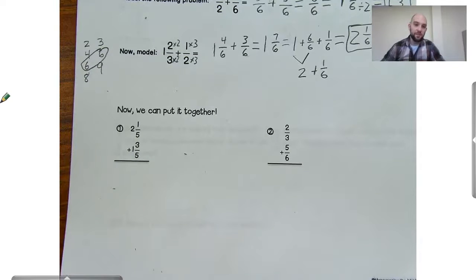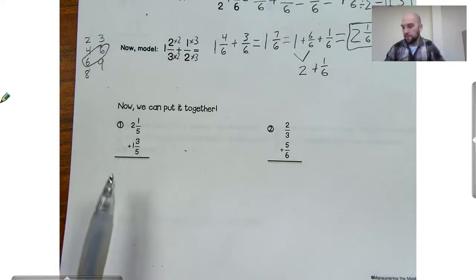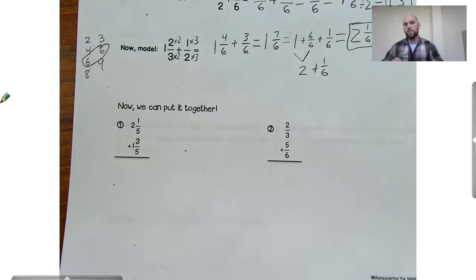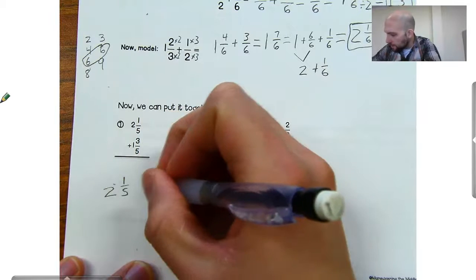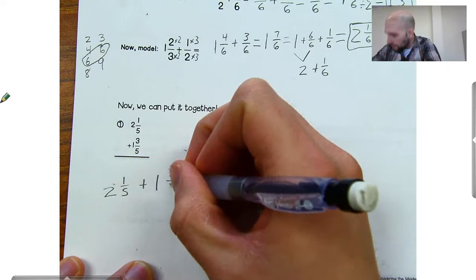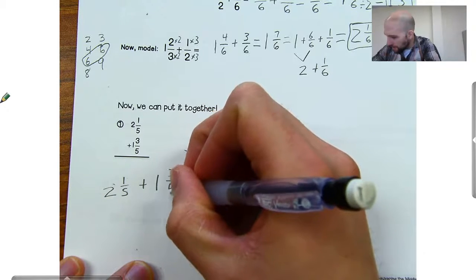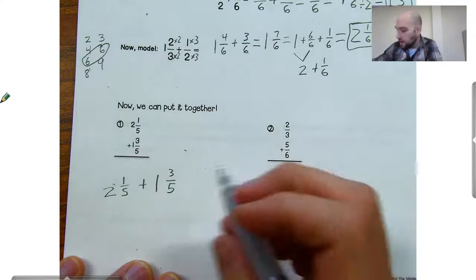This one's kind of nice because I have fifths for both of these. Actually, we'll do another one this way because for this particular problem, it's going to make more sense to just add my whole numbers and add my fractions. So I'll do 2 1/5 plus 1 3/5. I don't know why they put them vertical here. I think that these kind of problems are easier to solve horizontally, in my opinion.